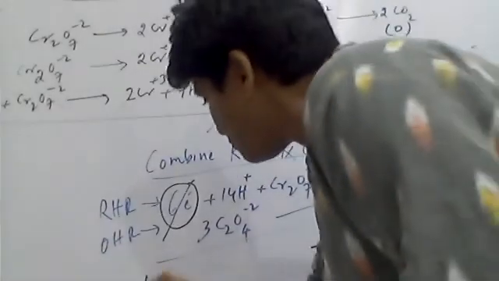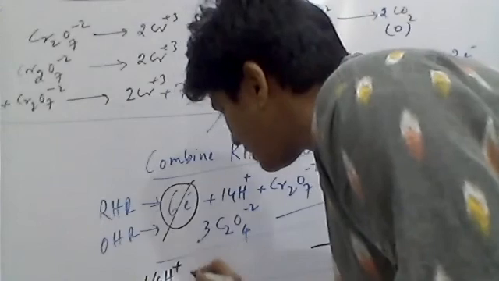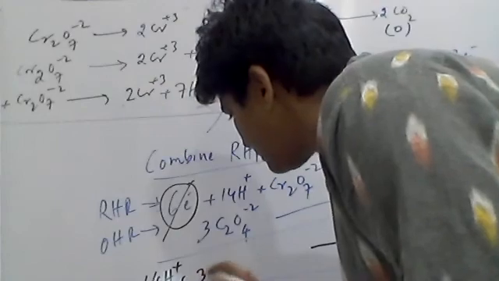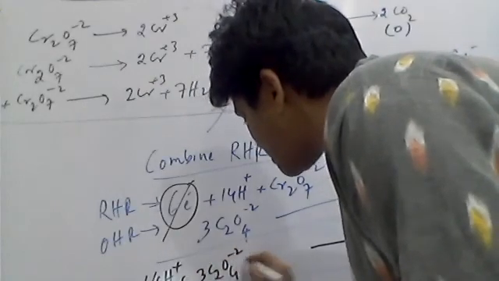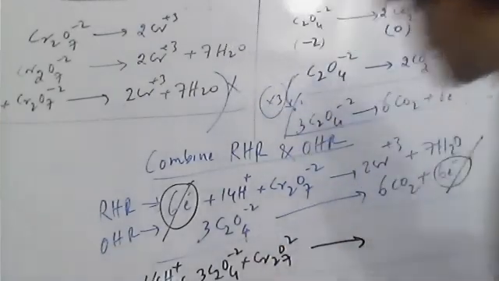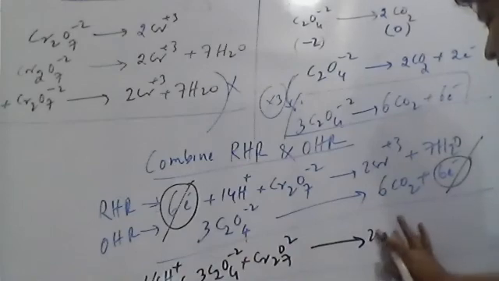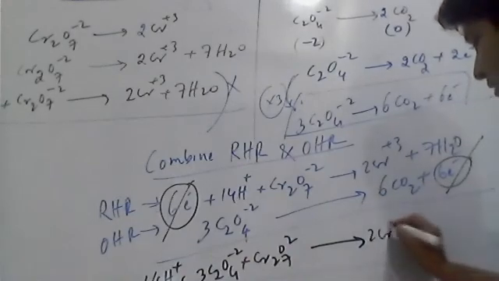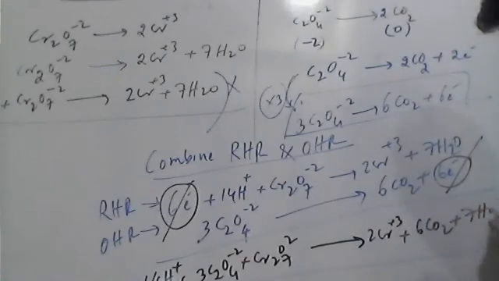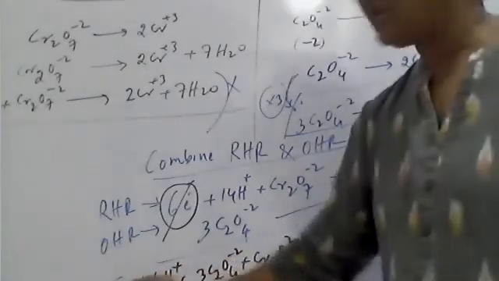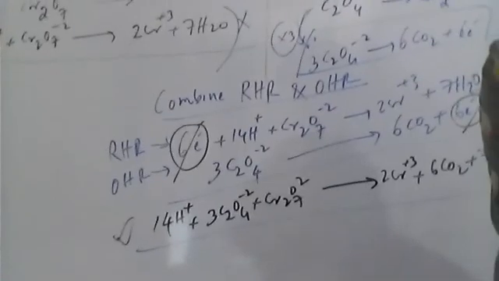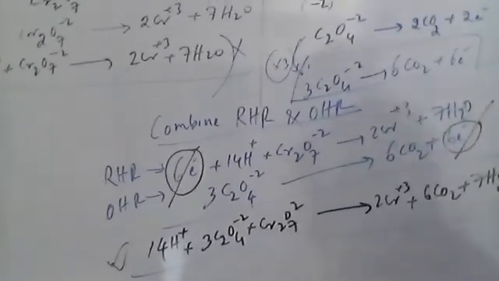14 H plus plus 3 C2O4 2- plus Cr2O7 2- gives rise to 2 Cr 3+ plus 6 CO2 plus 7 H2O. And this is a balanced redox reaction according to the half reaction method, or ion electron method.